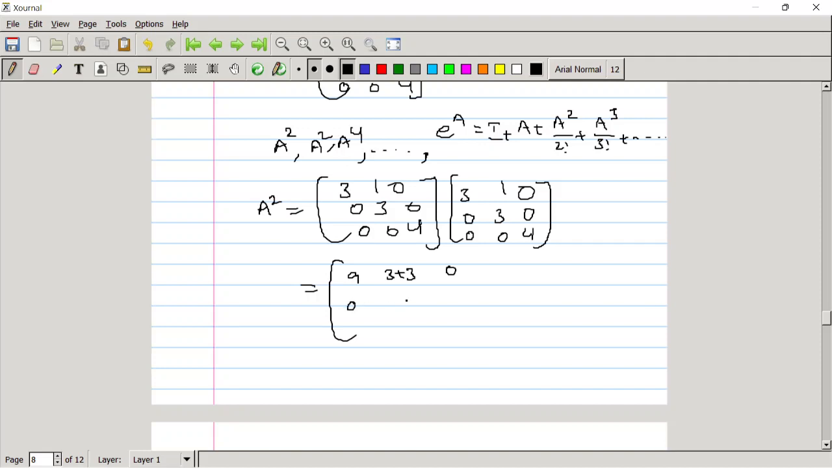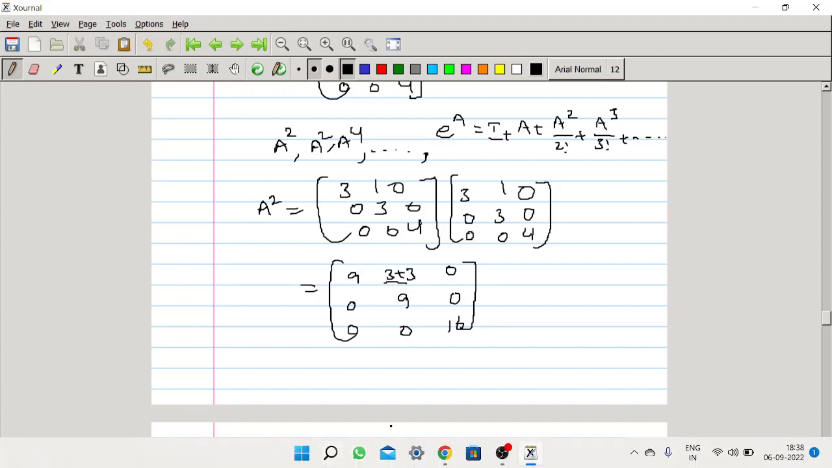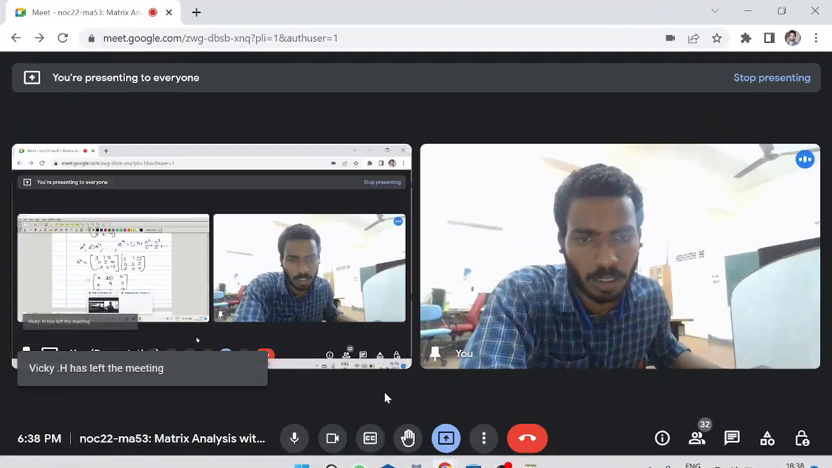This is 0, this is 9 again, this is 0, 0, 0, this is 16. If you observe the diagonal elements for this matrix, these are nothing but the squares of the diagonal elements of the matrix A. That is, these are nothing but 3 square, 3 square, and 4 square. And for this 3 plus 3, if you observe, this is nothing but 2 into 3. Any doubt? Somebody is raising the hand, I think.